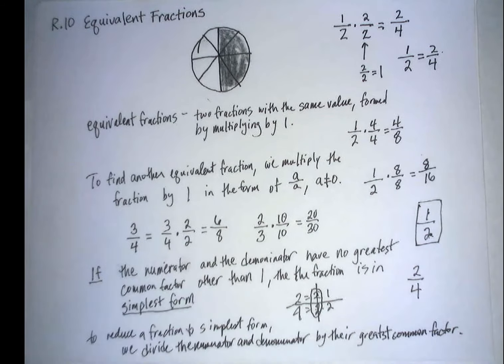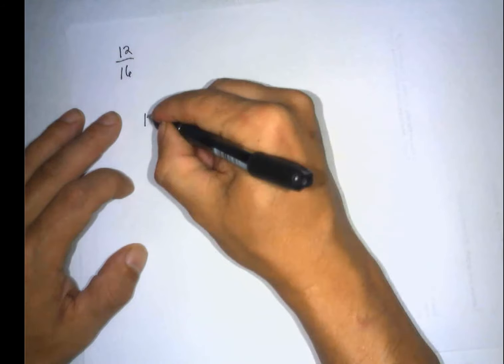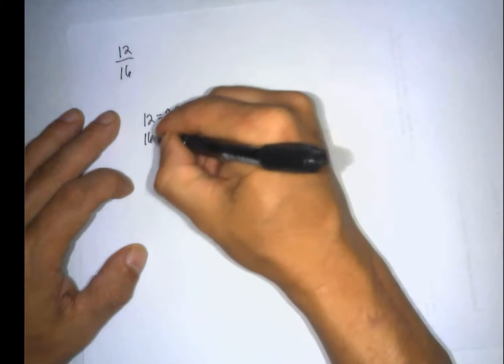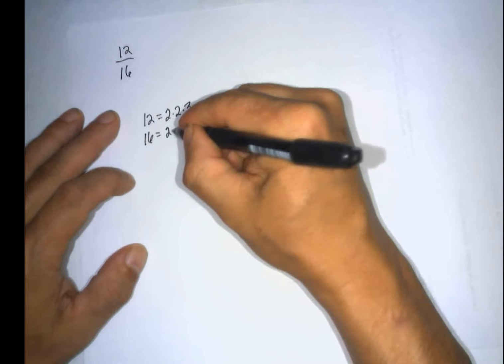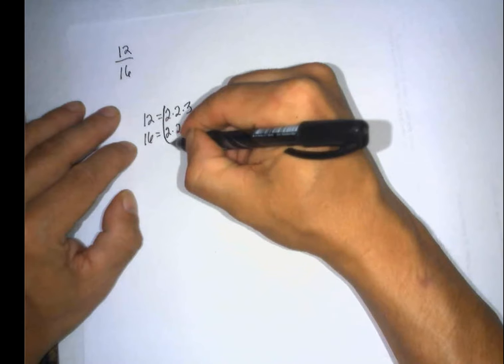Let's look at an example. 12/16. Okay, 12. I'm going to go ahead and do the prime factorizations. You can do these on your own. 12 is 2 times 2 times 3, and 16 is 2 times 2 times 2 times 2. Now, you can see that the greatest common factor of these is 4.